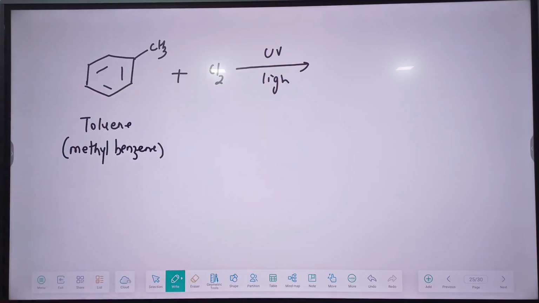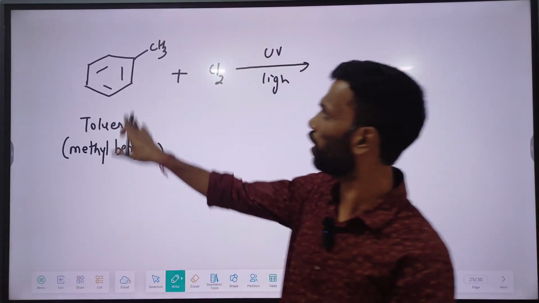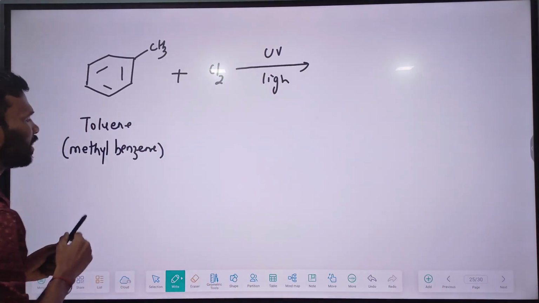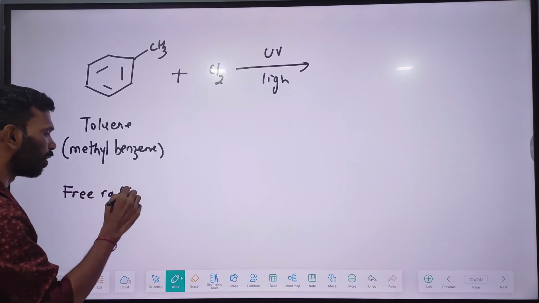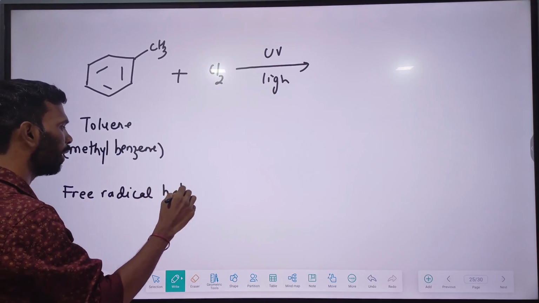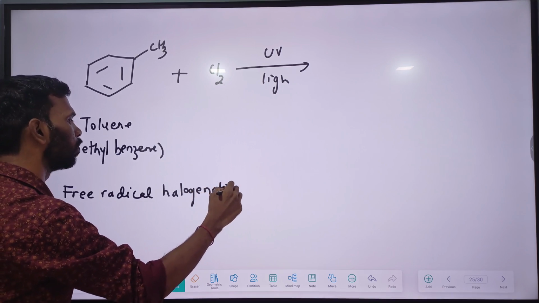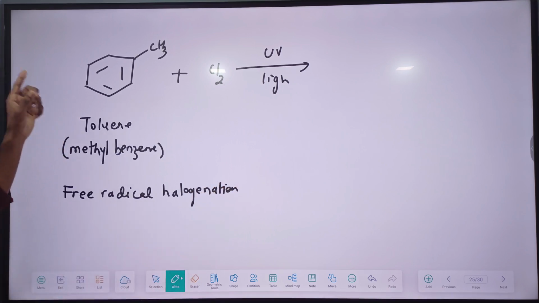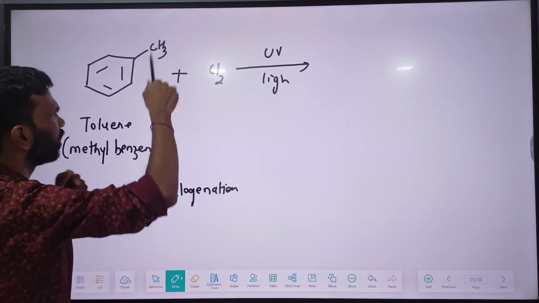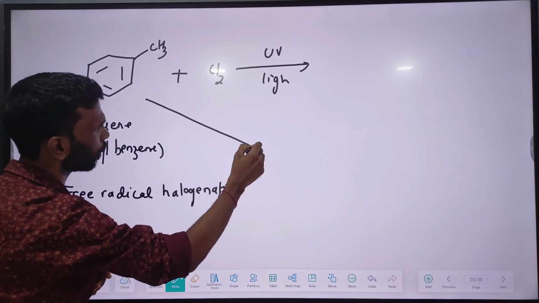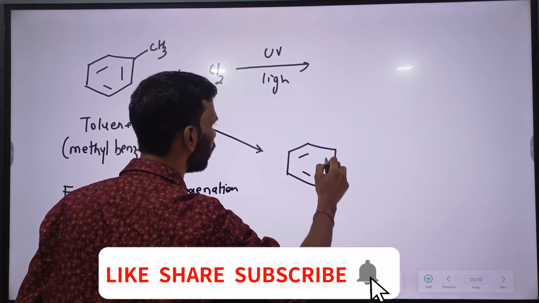Understand, this reaction is not an electrophilic substitution. Electrophilic substitution will happen anywhere on the benzene. This is free radical halogenation. How do I identify? UV light and chlorine molecule are there. Halogenation. So a free radical is formed as the intermediate, and substitution will take place like that over here. I'll not go into much detail, but still, I'll write the intermediates over here, the possibilities of how intermediates are formed.